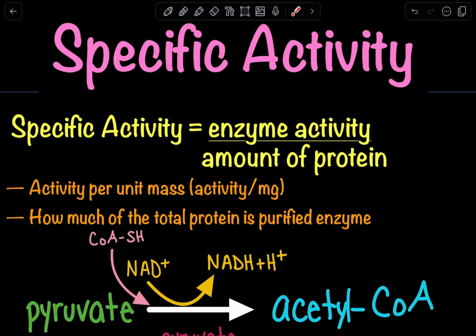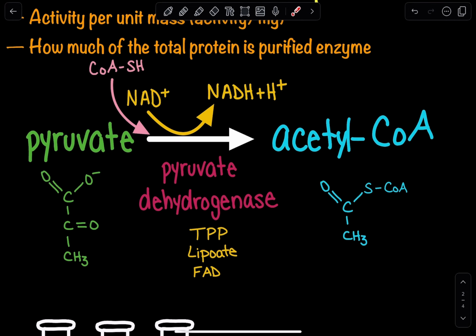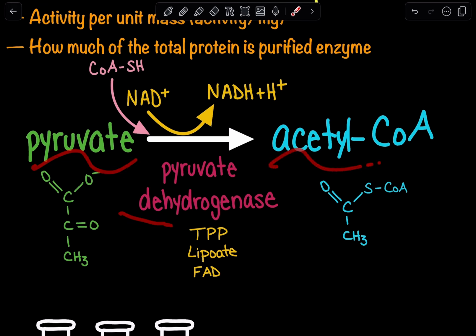So here we're going to understand specific activity of an enzyme, and we're going to do this by following along an example, and then we're going to come back and look at these definition terms. So within the cell, as an example, let's take a look at this reaction where pyruvate is converted into acetyl-CoA.